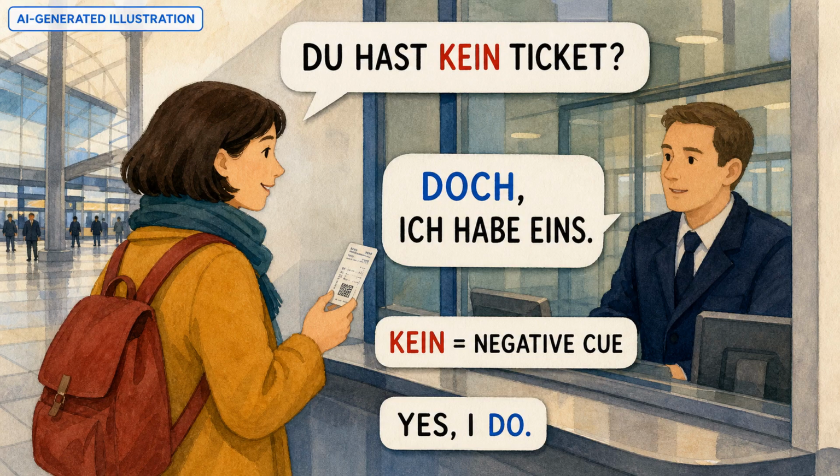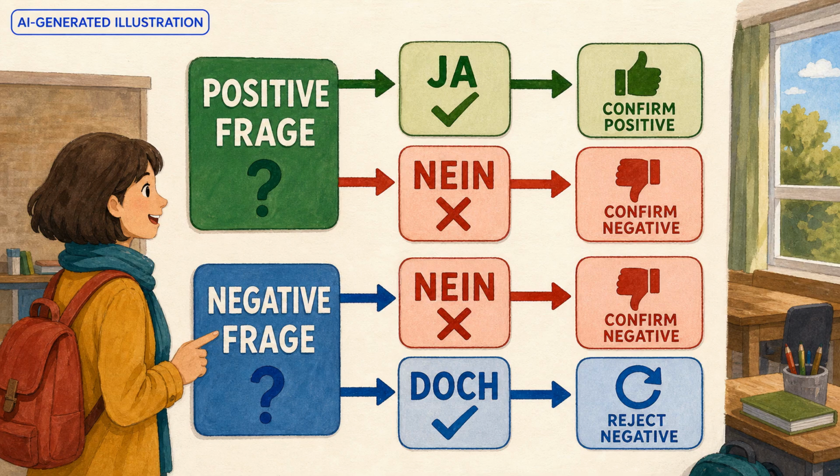The trigger can be kein, not only nicht. Du hast kein Ticket? You don't have a ticket? If you do have one, answer DOCH, ich habe eins. Yes, I do. The article kein supplies the negative premise. DOCH rejects it. For a positive question, ja confirms and nein rejects.